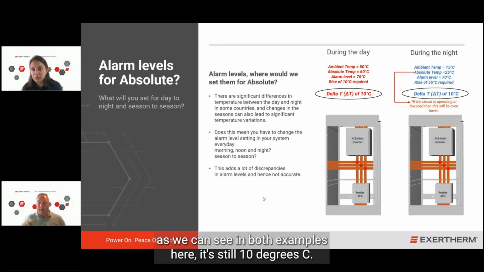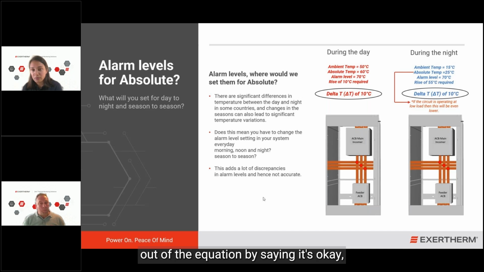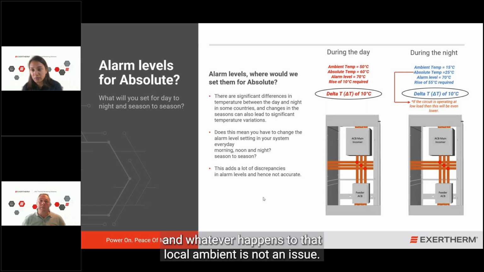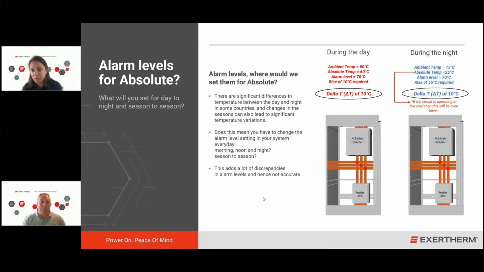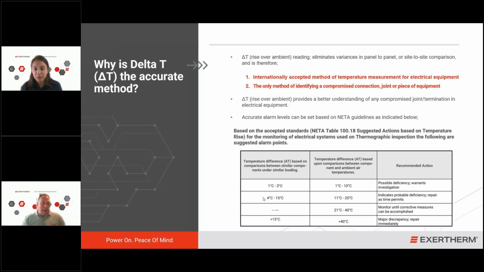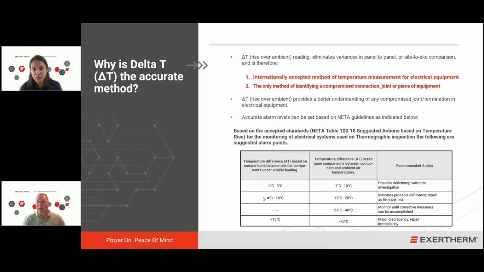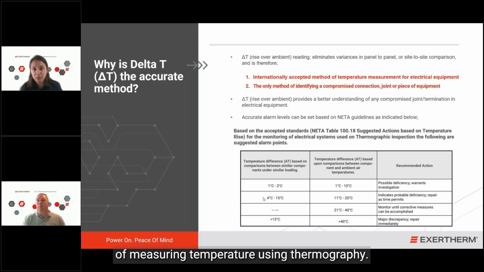Measuring delta T, as we can see in both examples here, it's still 10 degrees C. So we've taken all that seasonal or night to day variance out of the equation. We can set one alarm level, measure delta, and whatever happens to that local ambient is not an issue. So, delta T is important. As Tulsi mentioned earlier, it is the internationally accepted method of measuring temperature using thermography.